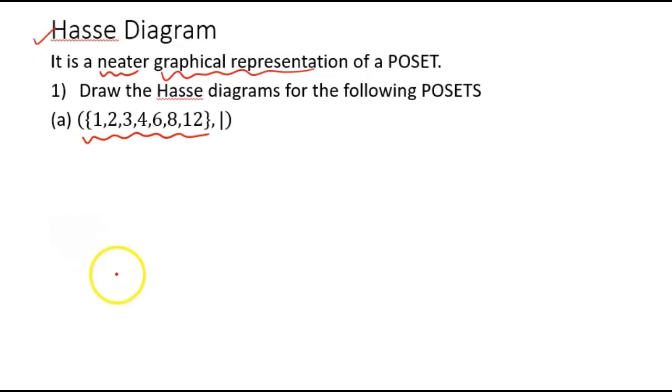So let me draw it. First I am taking the element 1 here, right? When I draw it, if one element is related to another element, that element will come over the first element, which means we move in the vertical direction. So I take 2 here. Suppose I take this element 2 and then I join 1 to 2.